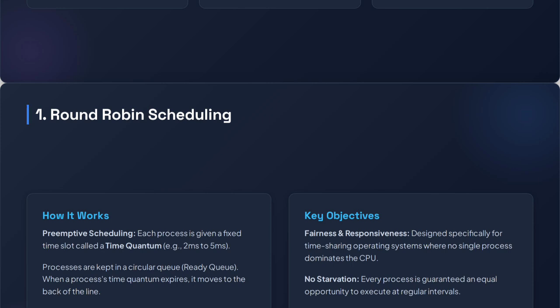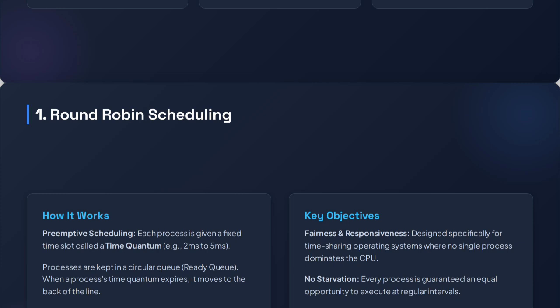Simply defined, round robin is a CPU scheduling algorithm designed for time sharing systems. In this algorithm, every process gets a fixed amount of CPU time called a time quantum or time slice.